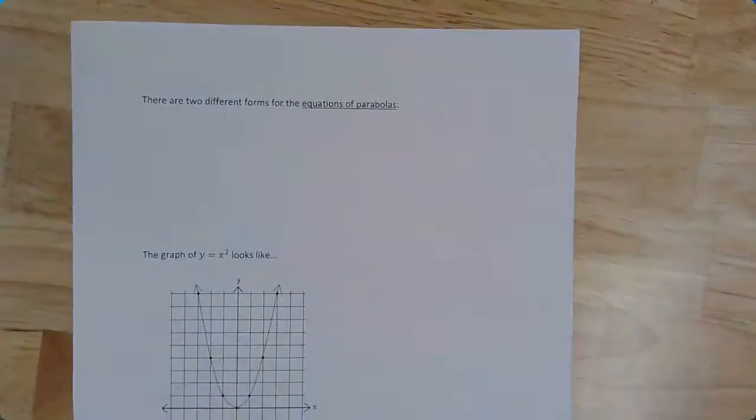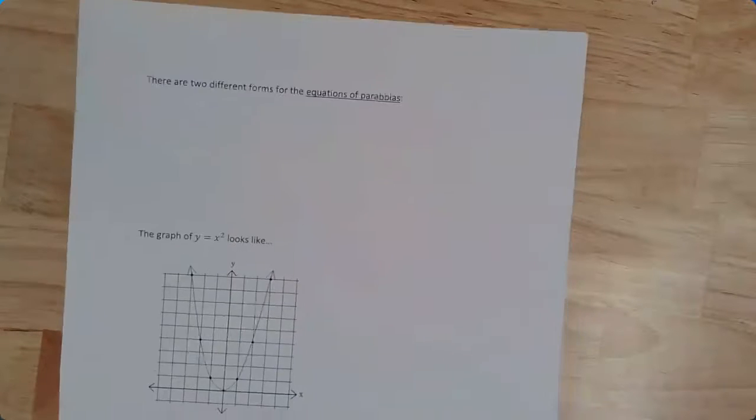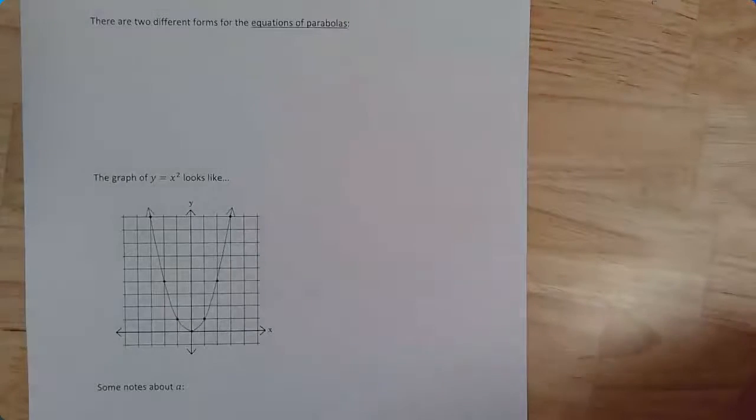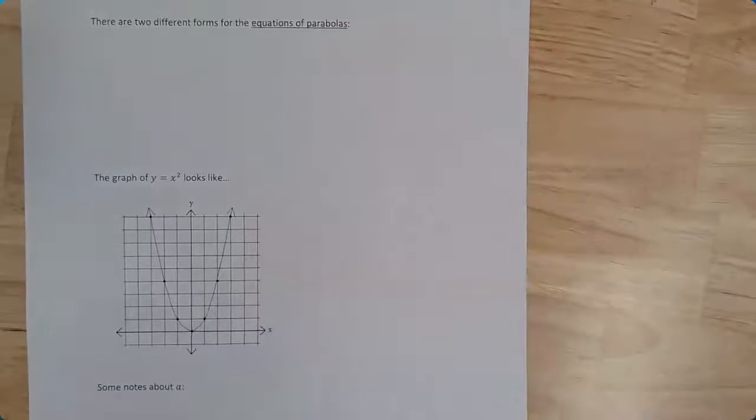So the lines, not too terrible. Find 2 points, usually the x and y intercept, draw the line between them. That's kind of all there is to lines. Let's talk a little bit about parabolas. There are 2 different typical forms for the equation of a parabola.